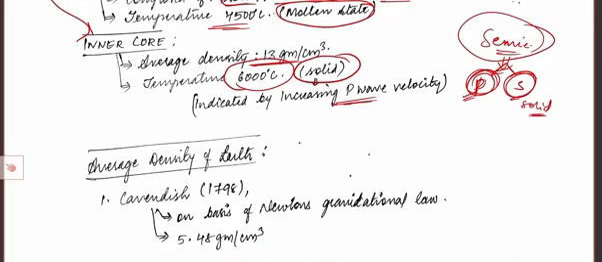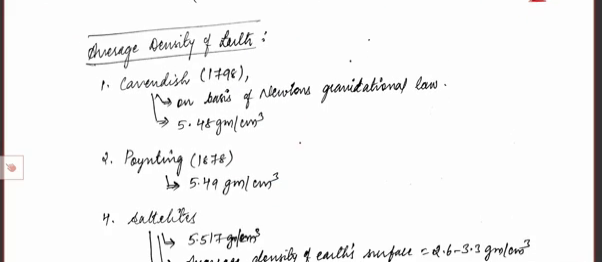We'll say the average density of earth, which I have explained earlier. Density of earth is explained by different theories by different scientists. Cavendish explained in 1798, on the basis of Newton's gravitational law, that the average density of earth is 5.48 grams per centimeter cube, and Poynting in 1878 said that it is 5.49 grams per centimeter cube.